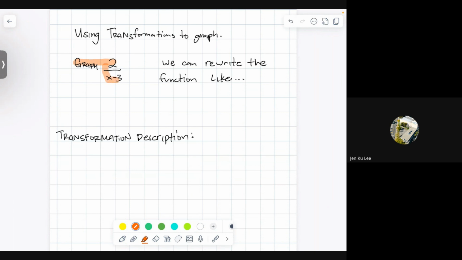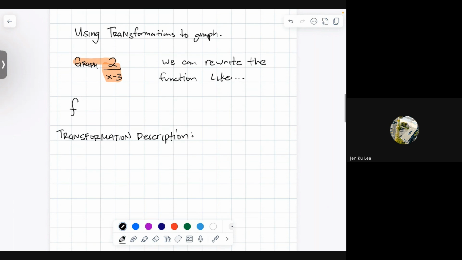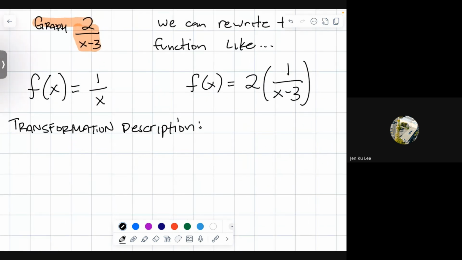So using transformations to graph 2 divided by x minus 3, we can rewrite this function to make it look like our parent function. Remember, our parent function is f of x equals 1 over x, right? So can I factor out the 2? I can make it look like 2 times 1 over x minus 3. Right? Now that's something I can work with for my transformation.